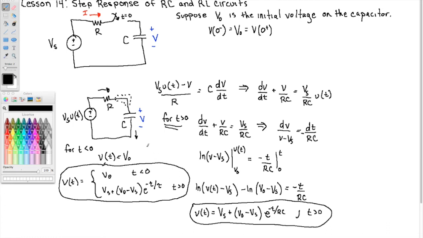I use that word response because this is the response of the capacitor to the step, the voltage being switched in, hence the step response. This is an RC circuit, so this is the step response of an RC circuit. There it is. Now, I want to focus on after the switch. If I distribute the e to the negative t over RC in, I'm going to erase some of this here.